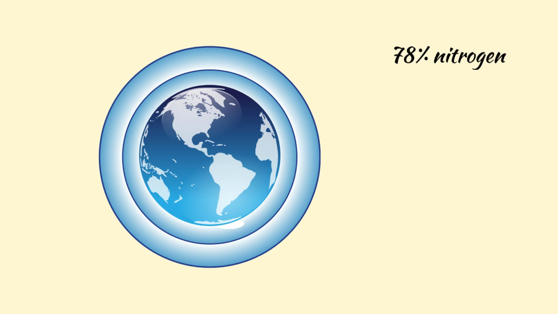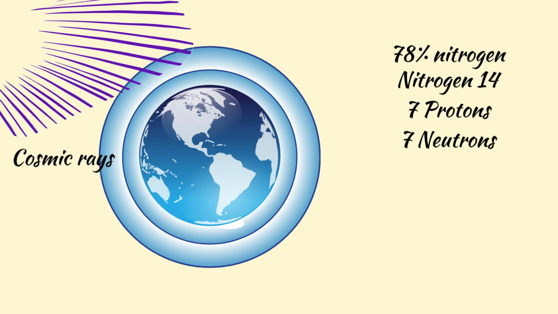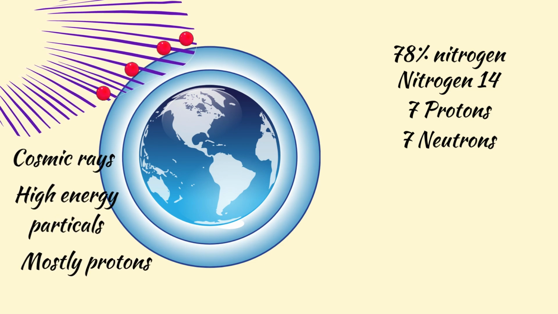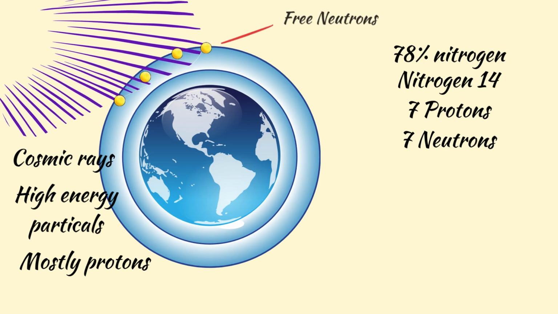Now let's understand carbon dating from the beginning. Earth's atmosphere contains about 78% nitrogen gas. Nitrogen-14 atom has 7 protons and 7 neutrons. Cosmic rays from space contain high-energy particles, mostly protons. These protons collide with the upper atmosphere and produce free neutrons.